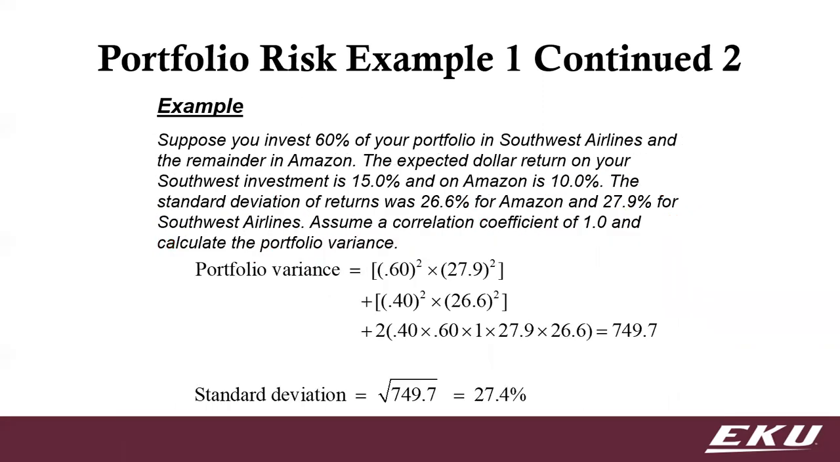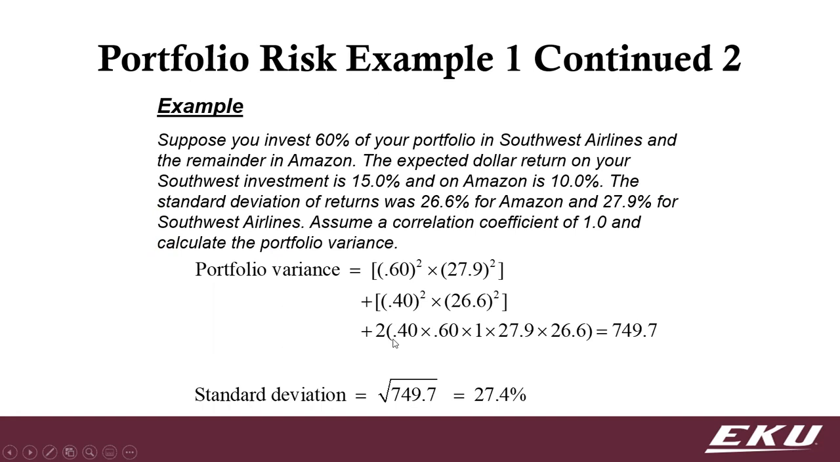And so putting that in the portfolio variance, we'll take the weight squared times the variance, plus the weight of the other one squared times its variance, plus 2 times the weight of the first one times the weight of the second one times that correlation term times the standard deviation of one, the standard deviation of the other. Where did this 2 come from?